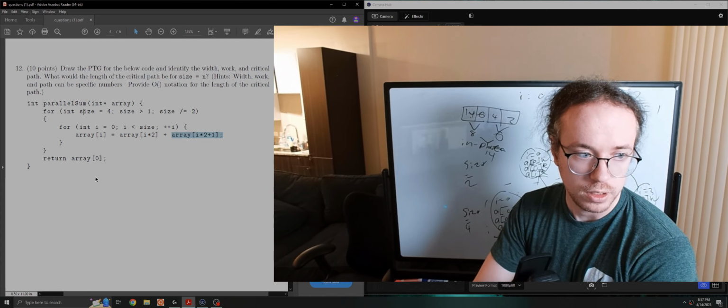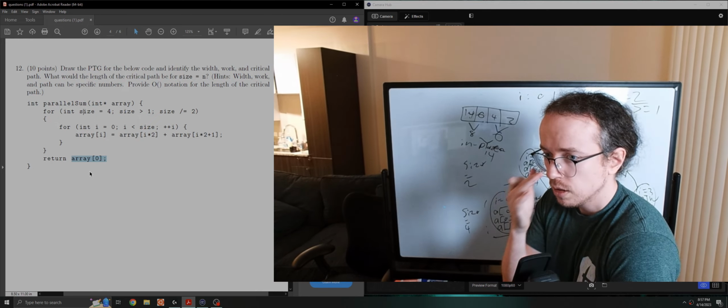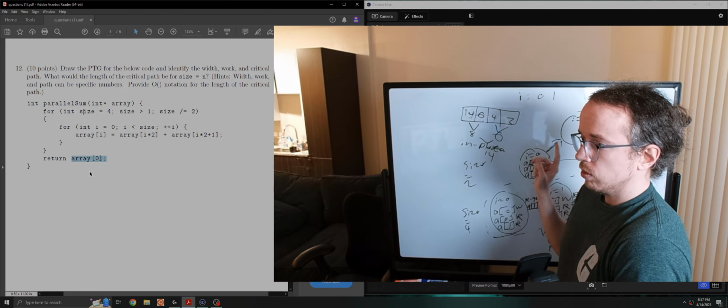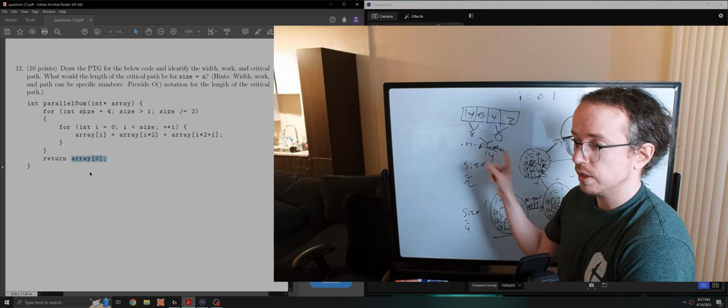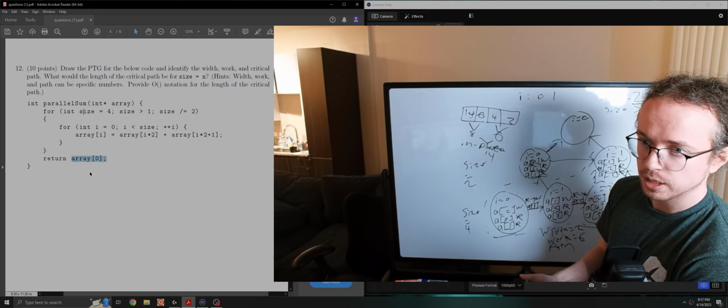And that ends up with this return array equals 0. The final sum would go in array equals 0. So that is the intention. If you drew this, you also got full credit because even I made that mistake. So if you drew this and you update these numbers to match this, you should have gotten full credit. If you didn't, then let me know.